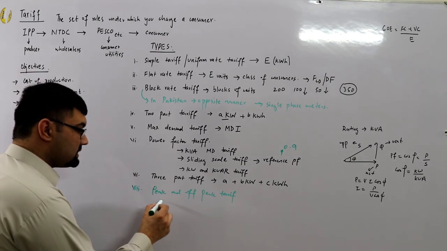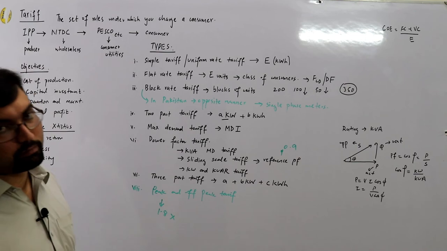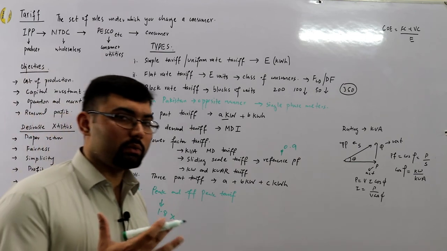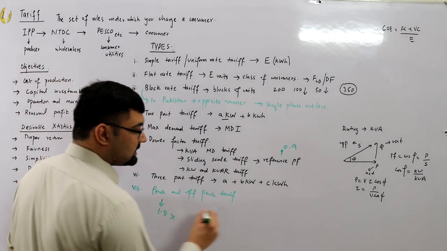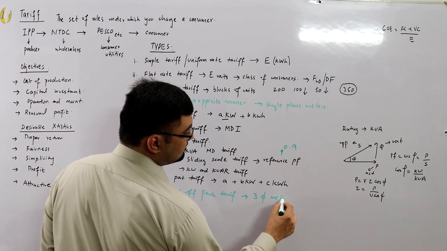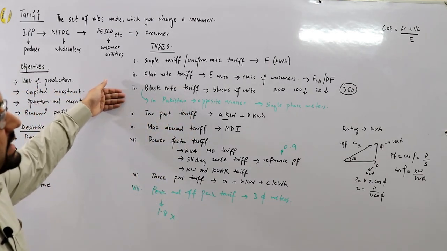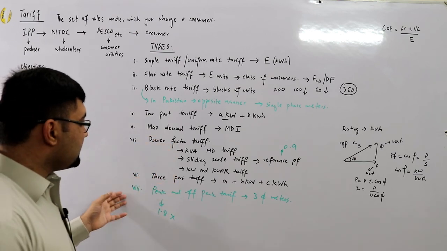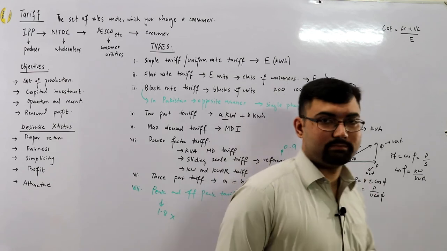In the peak hours, the rate is about 1.8 times, which is almost double that of the off-peak. So this is in our Pakistan, and this is for three-phase meters, okay? In Pakistan, for the single-phase meter, you have the block rate tariff in the opposite manner, and you have a peak and off-peak tariff for three-phase meters.